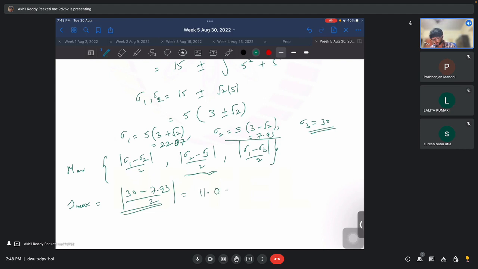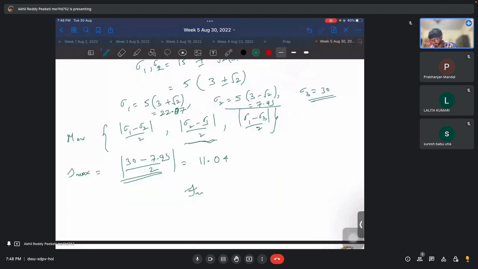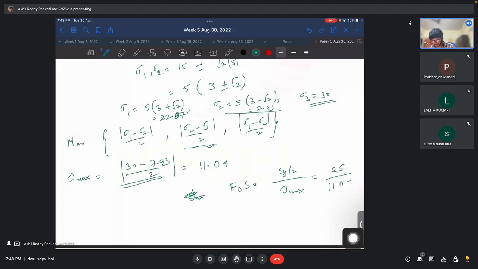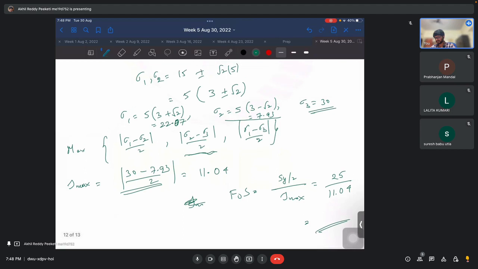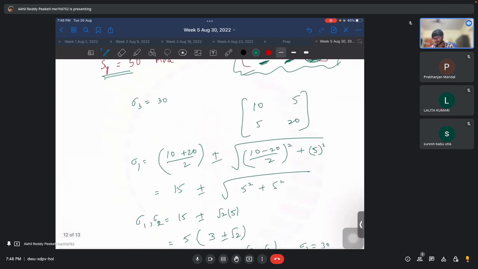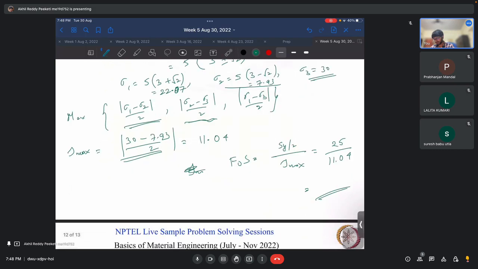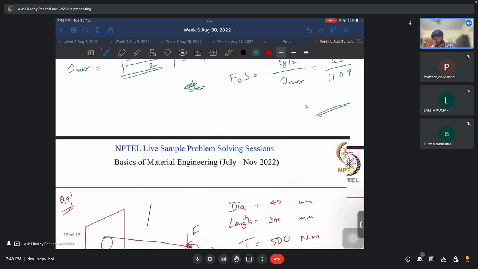So this is 11.04. Now the factor of safety would be (Sy by 2) by tau max. So Sy is given as 50 MPa, divided by 2, so it's 25 by 11.04. Okay. So whenever you are asked maximum shear stress theory, first you need to find the maximum of these three. In this case we have all three values, but if it is a plane stress case, one of these would be 0. But still you need to consider all three and then take the maximum. Okay. So let's move on to the next question.